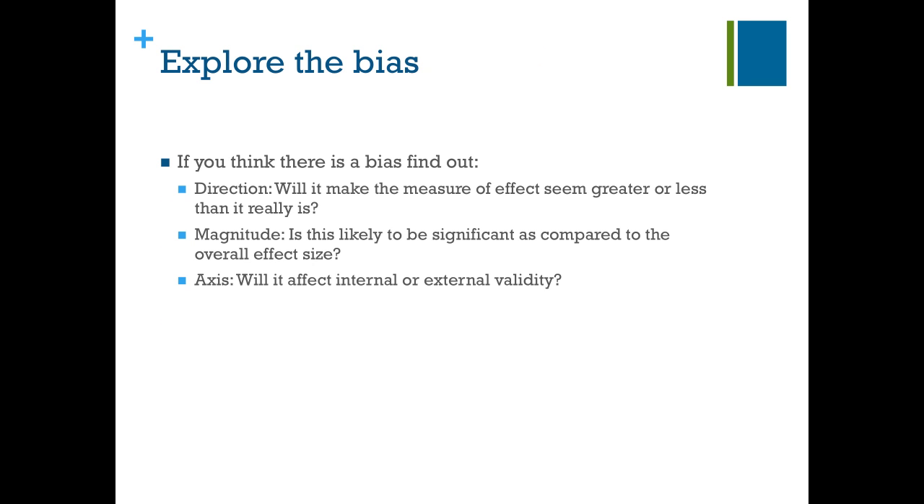If you suspect a bias, try to find out the key features of direction, magnitude, and axis. If the bias is in the direction we call towards the null, or would decrease the chance of showing an effect, but an effect is still demonstrated, you can be pretty sure that there is at least that level of effect from your exposure.